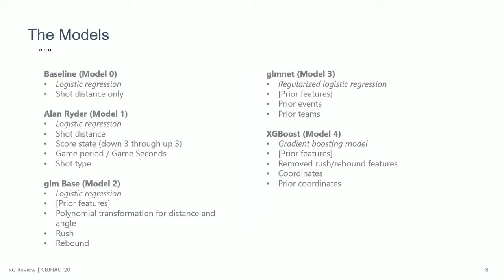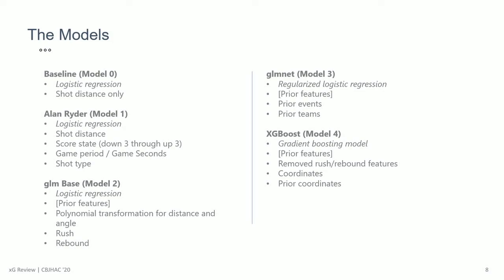Our second one is the Alan Ryder model, which he proposed in 2004. Mostly we're using logistic regression, which is a pretty common modeling algorithm used for binary classification problems. With this, we're using shot distance, but we also have score state, game seconds and period, and also shot type. This was all that was available back in the 2002-2003 season, which is the model that he did, and it actually is pretty good. So that's our second, or I guess model 1.